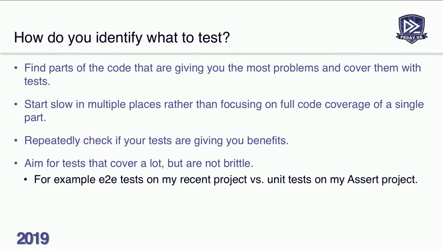So how do we identify what to test? First, find the parts of the code that are giving you most of the problems. You probably have some ticketing system, maybe Jira, or maybe someone is always complaining about a script not working, or maybe you see something that is just not optimal. And what's the best way to handle it? Just grab that piece of code and try to cover it with tests.